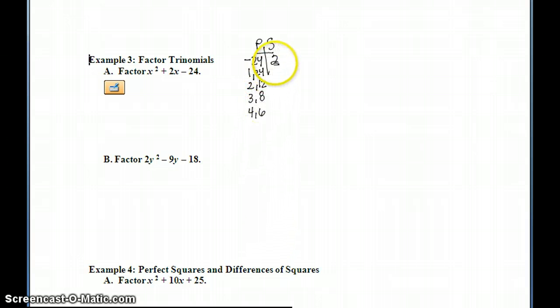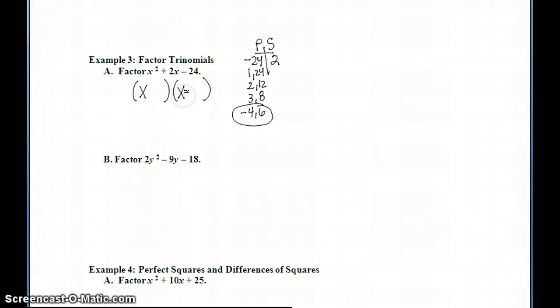If I want to get a positive 2 by adding these two together, I'm going to need a 6 minus 4 to get that. So these are my two numbers that multiply to give me negative 24 and add to give me positive 2. And so they're going to be able to be factored like this. And that's how you factor that trinomial.